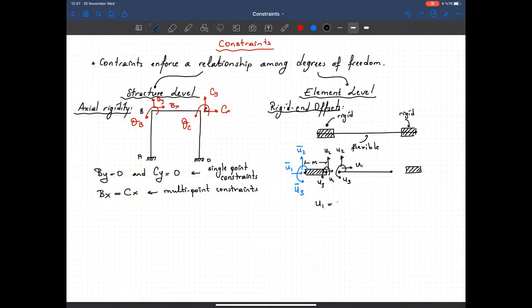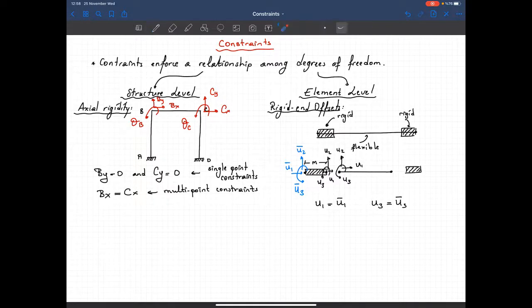u1 must be equal to u1 hat, right? There is no deformation. Since this is rigid, even though there could be any axial load on this member, this part cannot deform, so this displacement must be equal to that one. Okay. Now, rotation, if I have a rotation that's equal to u3, this should remain straight, no deformation. So this rotation at the end of that rigid member should be equal to this one. So the other relationship that I can write is u3 is equal to u3 hat.